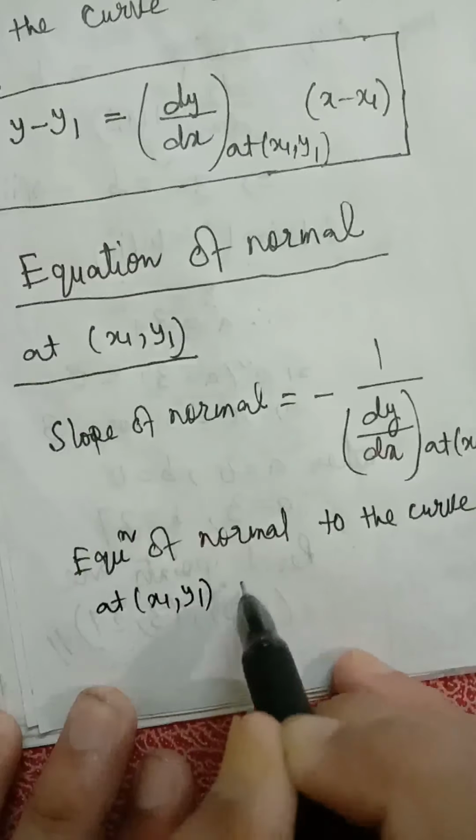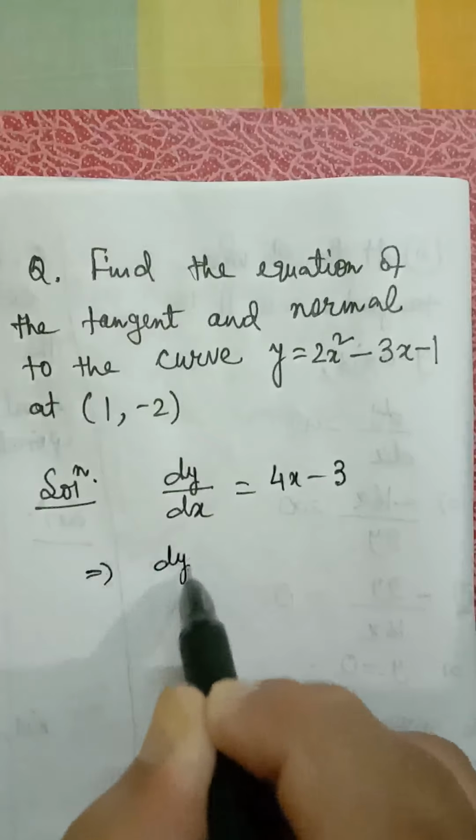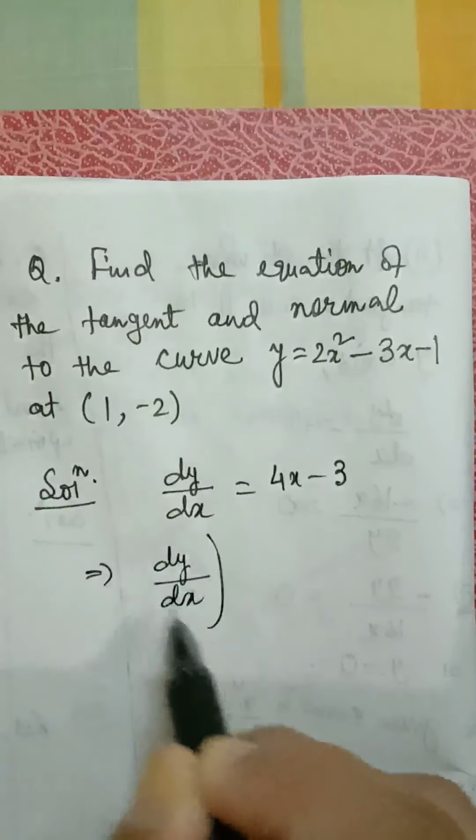Let us start with one simple example. Find the equation of the tangent and normal to the curve y equal to 2x square minus 3x minus 1 at the point (1, -2). Now to find the equation of tangent, first of all we have to find dy by dx. dy by dx equal to 4x minus 3, and then we have to find dy by dx at the point (1, -2).